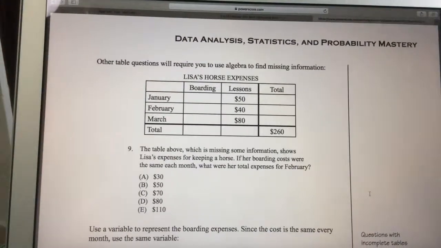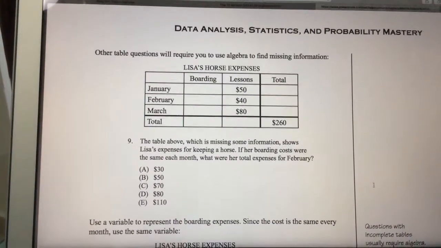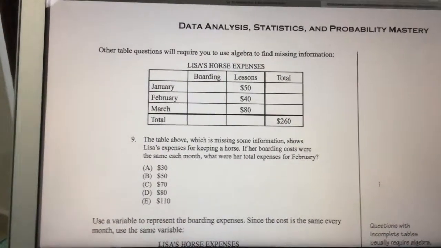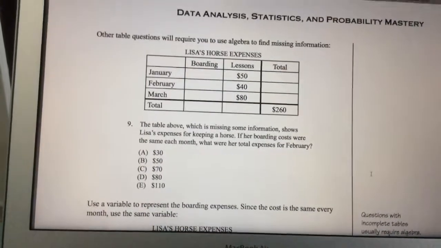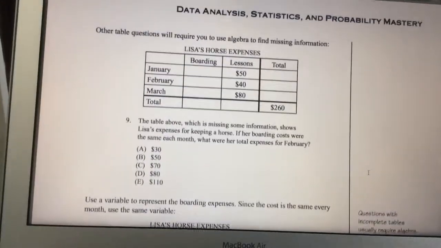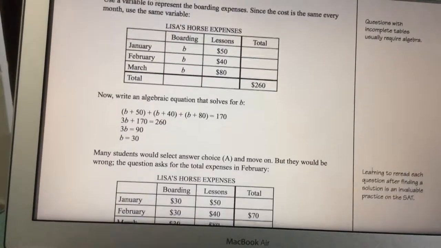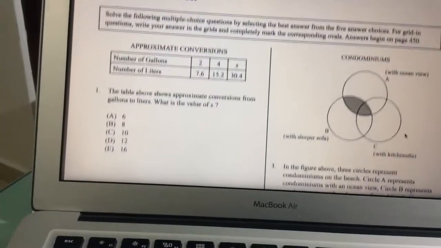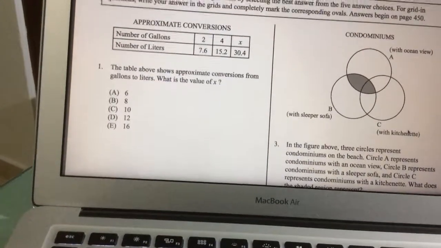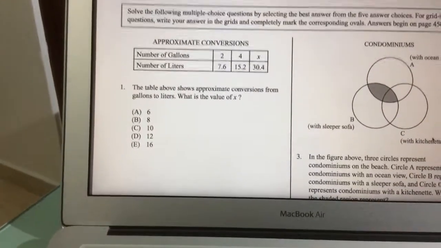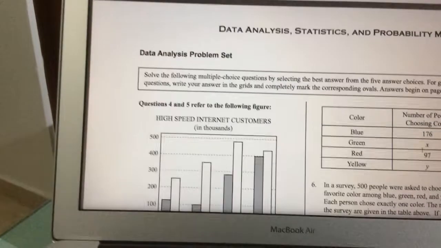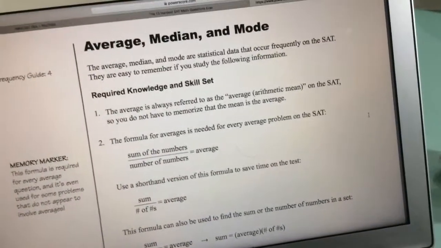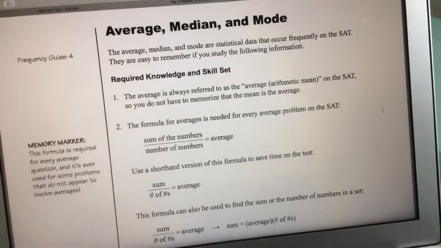Okay, guys, in this one, the table is missing some information. I don't think that in the SAT you will see this kind of problem, a table missing some information. Let me go to a more competitive one. Let me scroll down. Okay, guys, let's look for basic knowledge that you need to know.